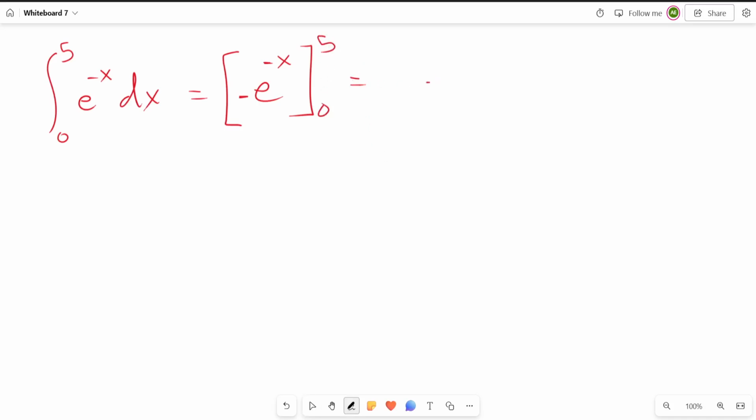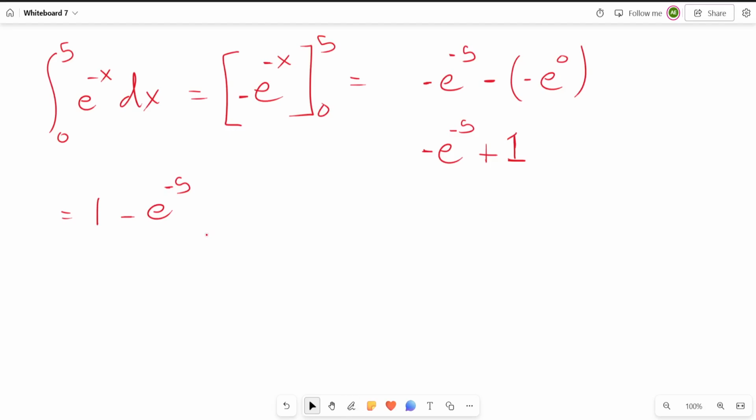So it's going to equal minus e power minus 5, subtracting minus e power minus 0, or power 0. There's nothing called minus 0. So this is minus e power negative 5. Minus times minus is plus. E power 0 is basically 1. So over here, I can rewrite my answer as 1 minus e power negative 5, and I can leave it like that or change it into decimal, whatever I feel like I want to do.